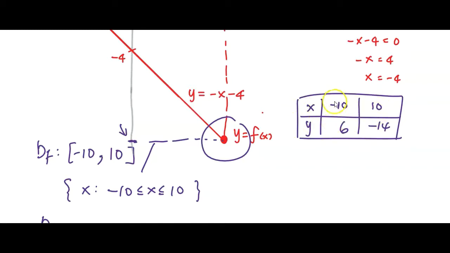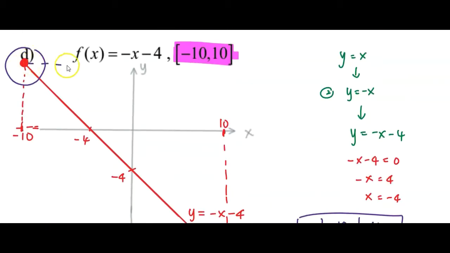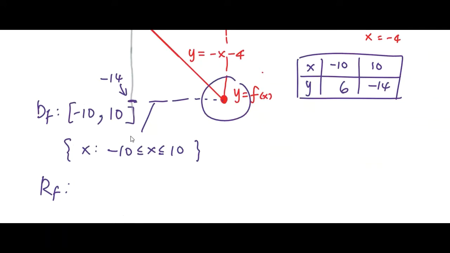After I have substituted the -10 into the function, I got y equals to 6, and when x equals to 10, y equals to -14. So this value is -14. This point has y equals -14, and the highest point has y equals to 6. From here, we can get our range.